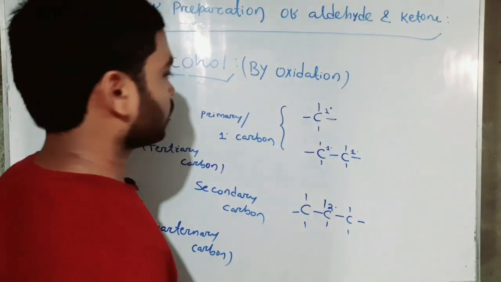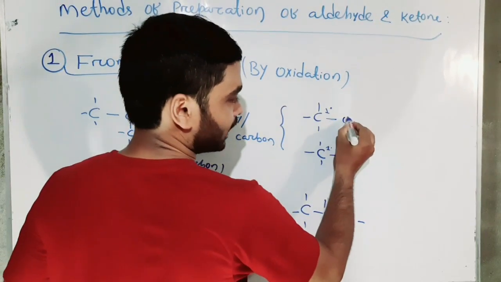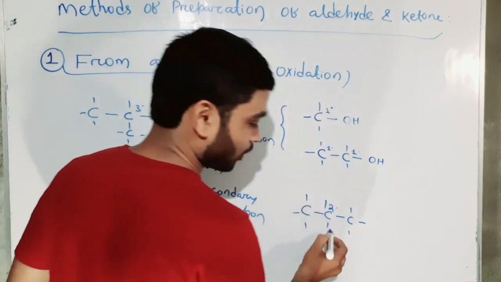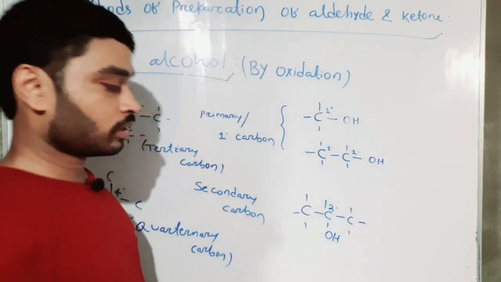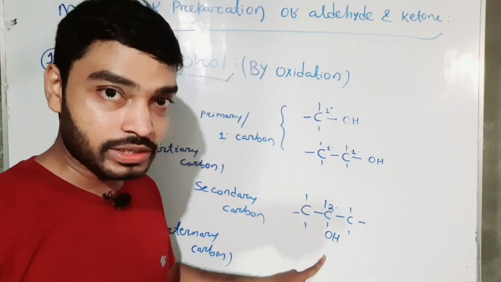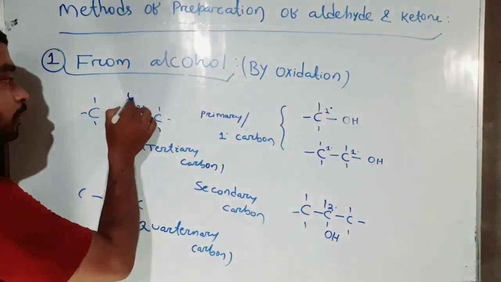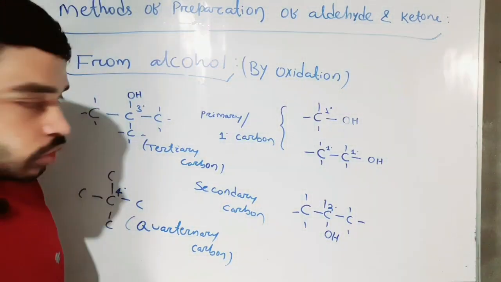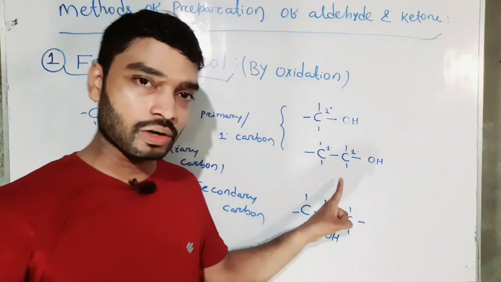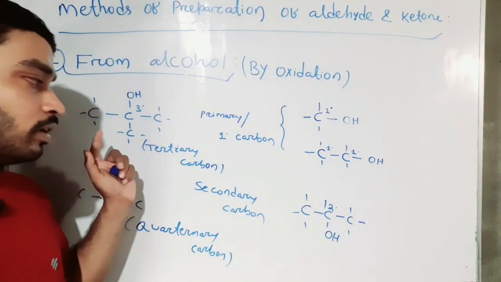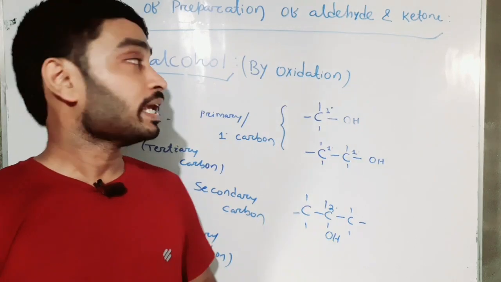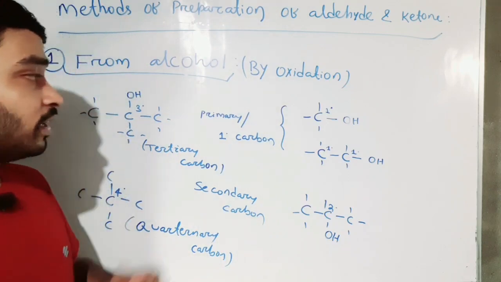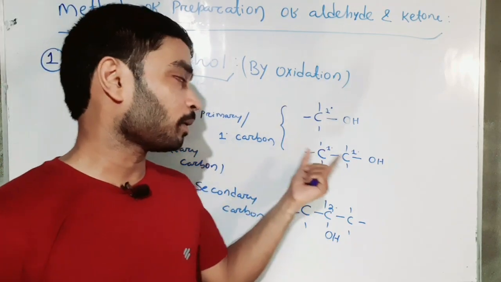If the functional group of alcohol is bonded to the 1 degree carbon, then it is called primary alcohol. If the functional group is bonded to the 2 degree or secondary carbon, then it is called secondary alcohol. If it is bonded to the 3rd degree carbon, then it is called tertiary alcohol. So alcohol is of 3 types, primary, secondary and tertiary, depending upon the degree of carbon.